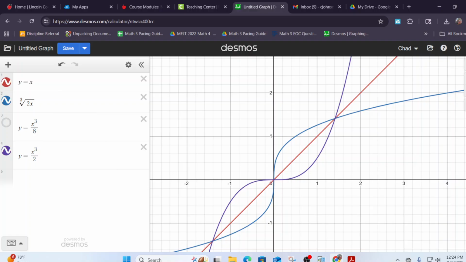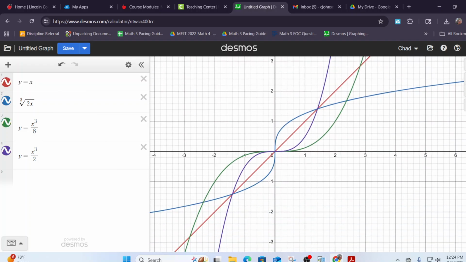All right? So that being said, the one that reflects over the line, as you can tell, if you go back to the original, that won't fold over and land on itself. Okay?